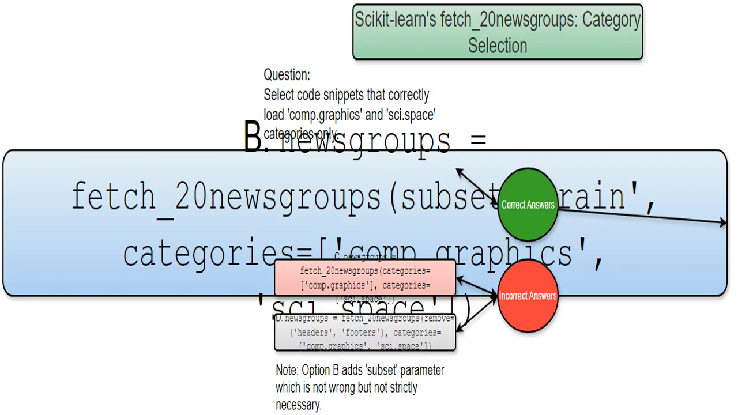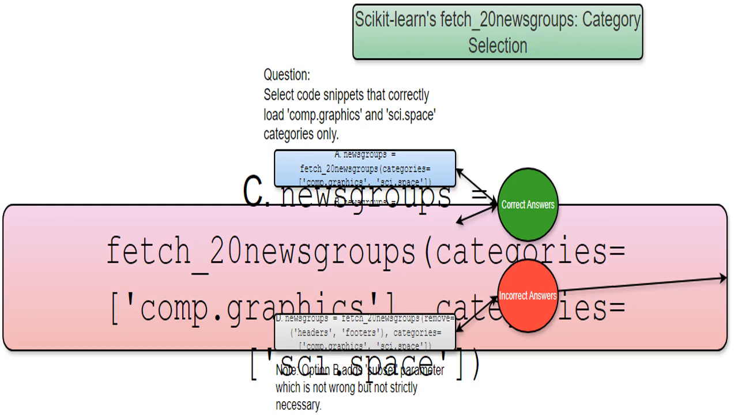This also works. It does the same thing as option A, but it also adds `subset=train`. This just means you only download the training part of the dataset. The core function of selecting the categories remains the same. It's still a correct answer. Oh, here, you're trying to use the `categories` parameter twice. The second one overwrites the first, so it only keeps space. I want both categories. This one is wrong.